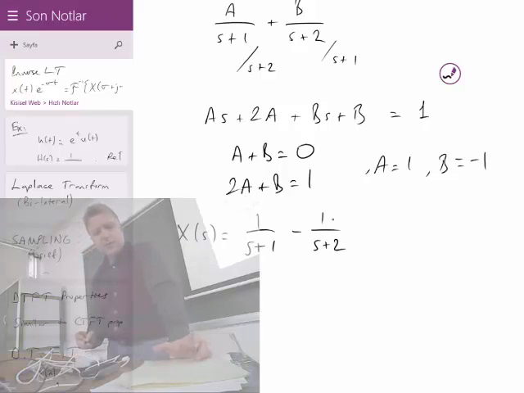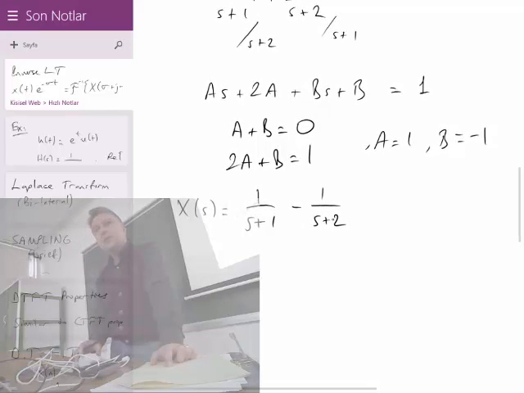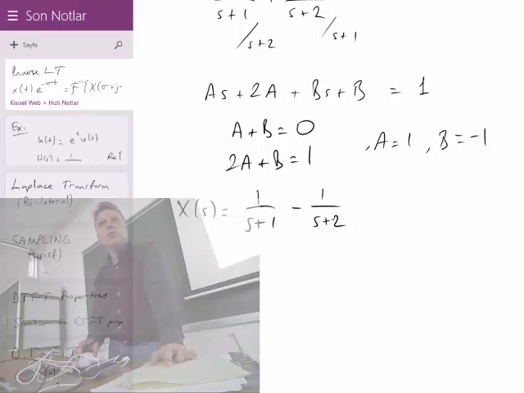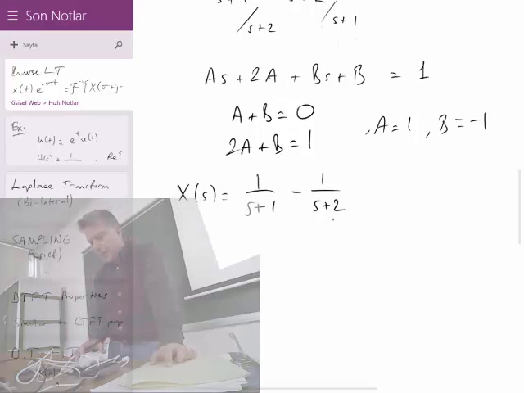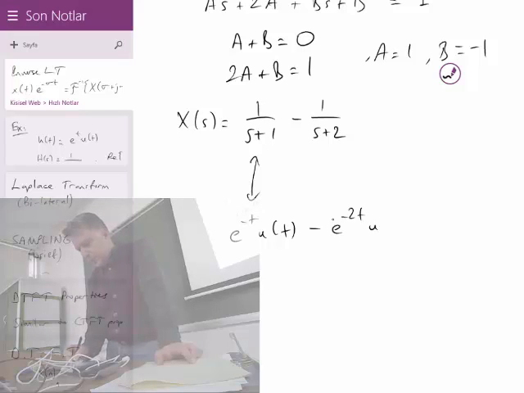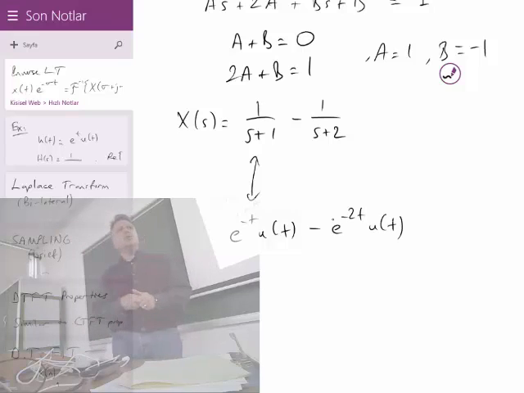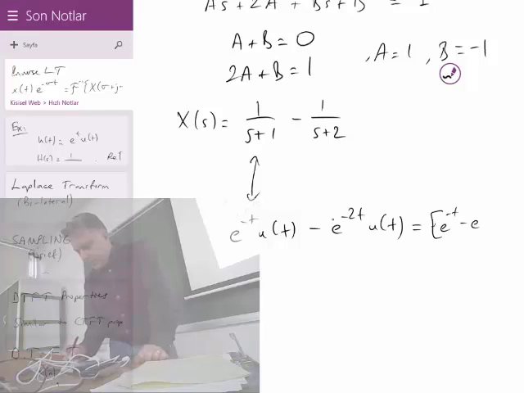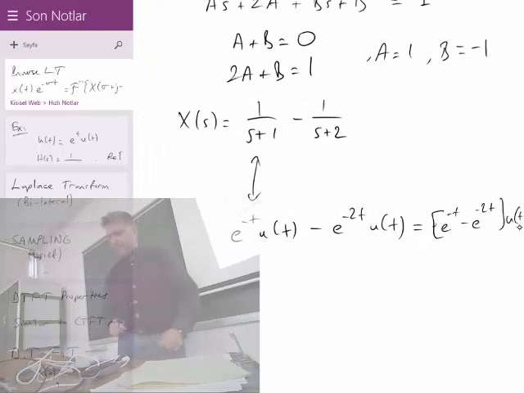As simple as that. And the inverses of these must be evaluated as the right-hand sided solutions, inverses of each of them, because the overall region of convergence is the intersection, which is to the right of minus 1. So the inverse of this one is e to the minus t u of t minus e to the minus 2t u of t. Or you may put it into parentheses, u of t times (e to the minus t minus e to the minus 2t), like this. So this is the inversion.